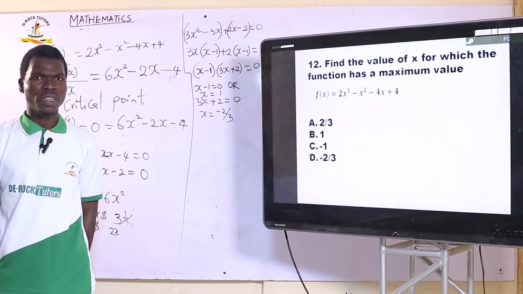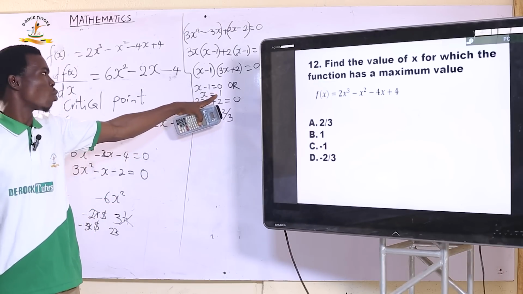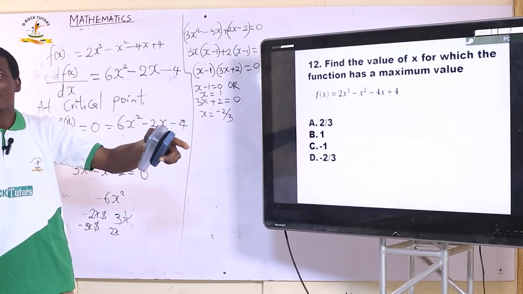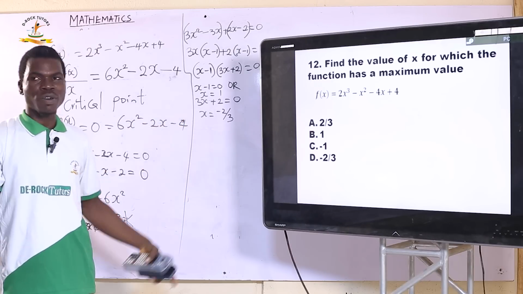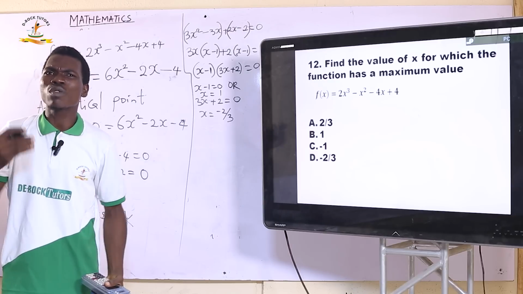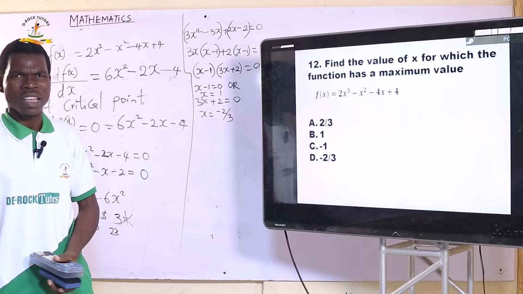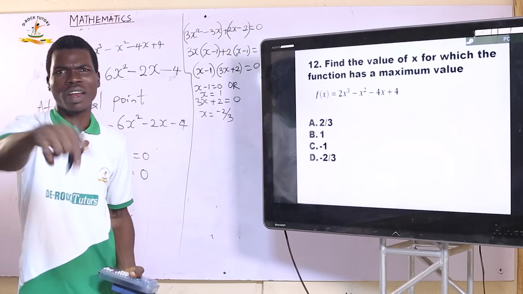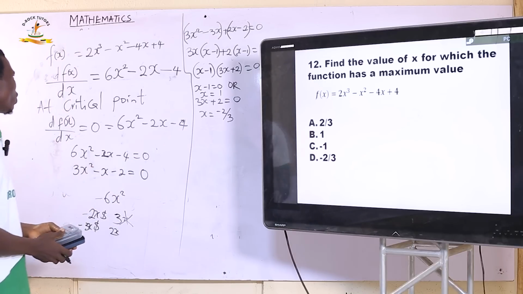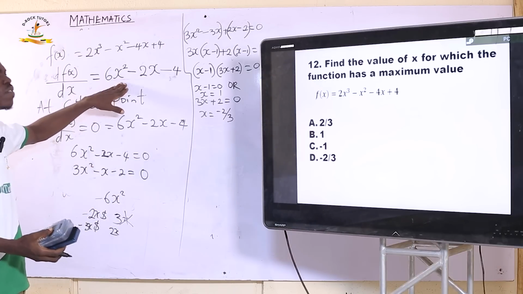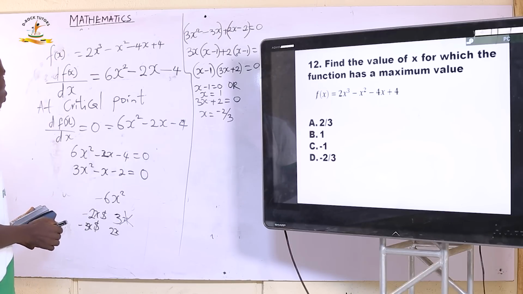But that's not where we're going. We just have gotten our critical point. Either x equals 1 will give us maxima or maximum value, or x equals minus 2 over 3 will give us maximum value. So we run the second test. The first test is to know our critical point. The second test is to find the second derivative of our function. So let's find the second derivative of our function. Don't forget, our first derivative is this.